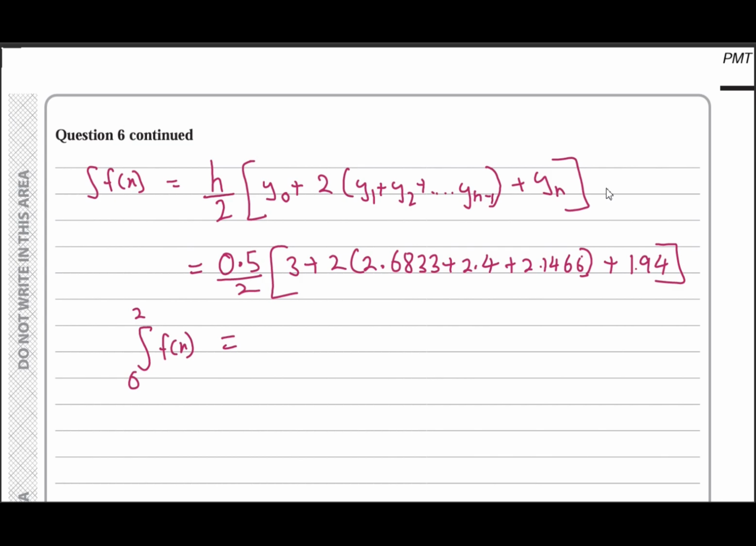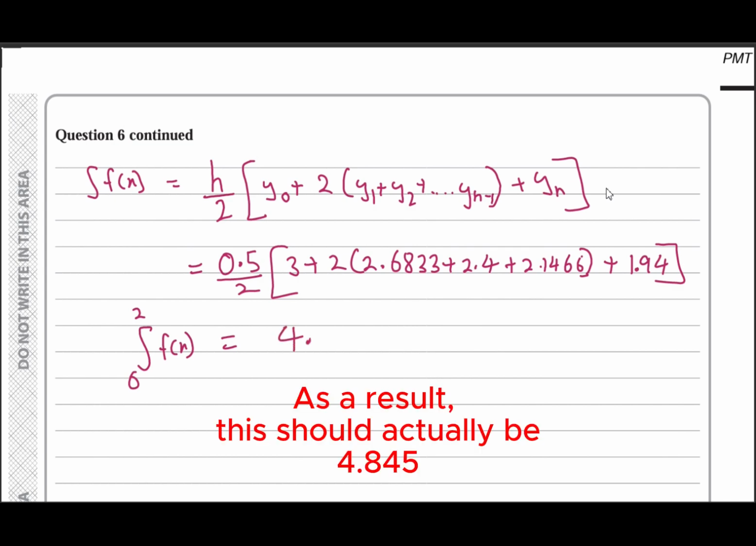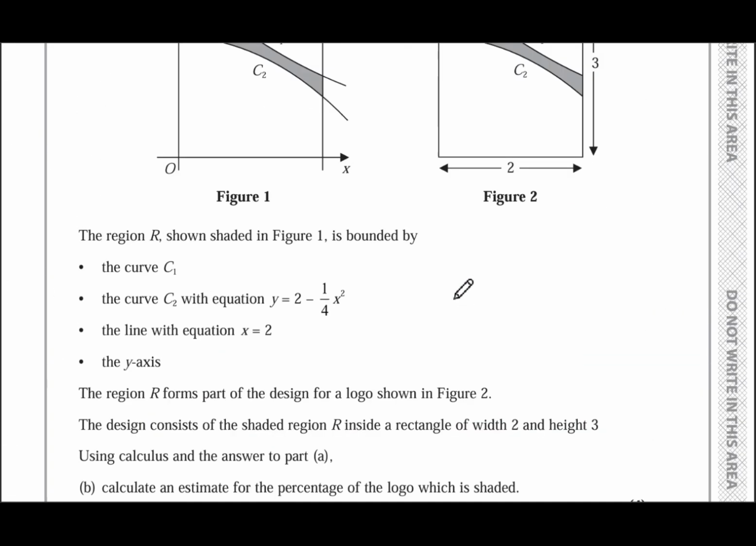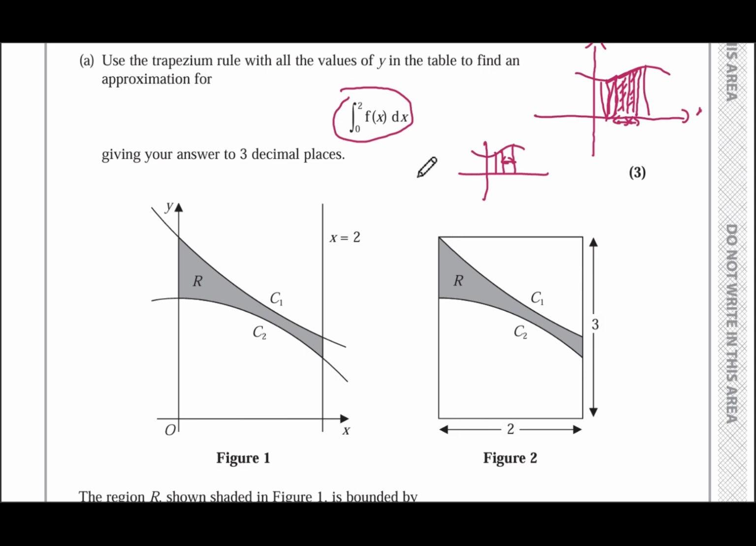When I put this in the calculator, what I got was an answer of 4.85 when rounded. So 4.85. Now Part B, and this is an interesting part.